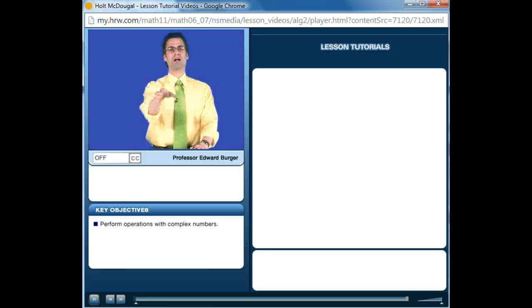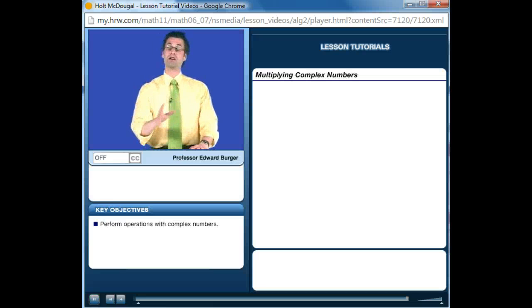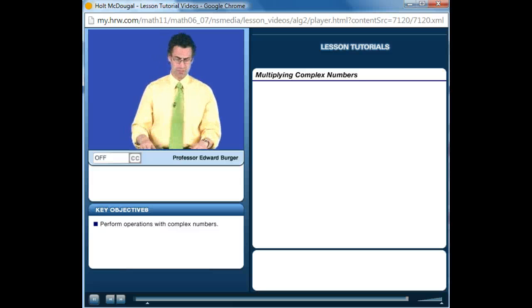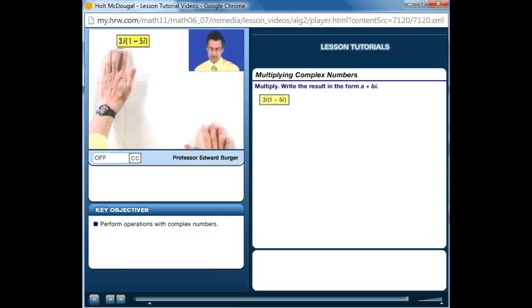Hey, multiplying complex numbers is not a big deal at all as long as you remember that we have to sort of distribute all the terms and the key fact that i squared equals negative 1. Let me show you what I mean with an example. So let's multiply 3i by the complex number 1 minus 5i.